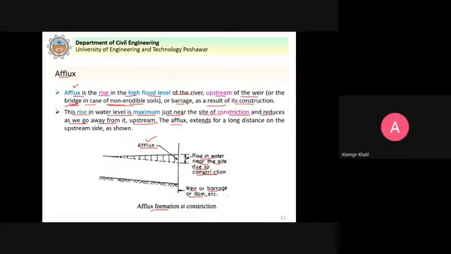The afflux extends for a long distance on the upstream side. This increase in the water level can continue for a long distance upstream, and in some cases it may be up to 20 to 30 kilometers. Clear? I showed the picture in the hydraulics class, if you remember from there, if I taught you hydraulics. So this is afflux.